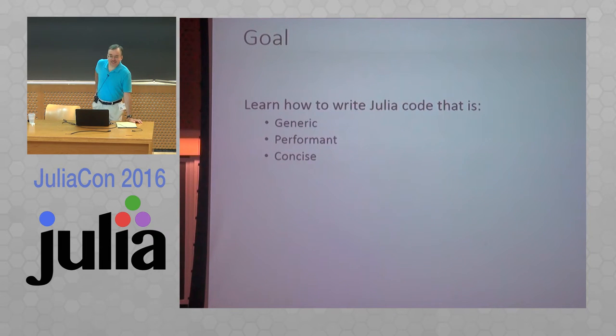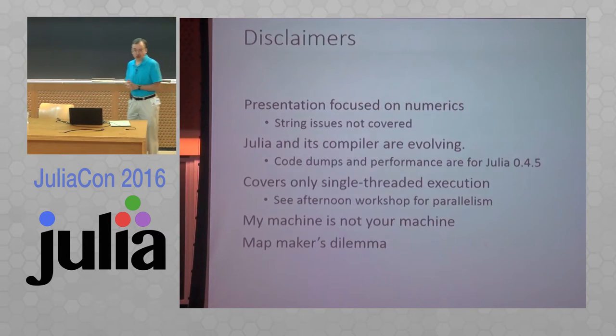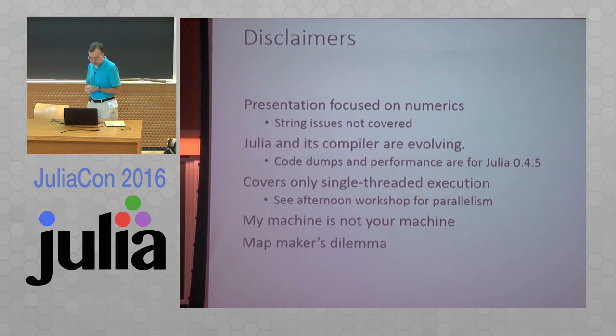All right, the goal is to learn how to write Julia code that is generic, performant, and concise. By generic, I mean it still uses the power of Julia to write code that works on many different types. If we're just going to write Julia code that works for just one type, we might as well be writing garbage collected C. And we want it to be performant, otherwise we might as well be writing Python or something. And concise. You don't want to be losing the point by writing as much code as you had to do to write C.